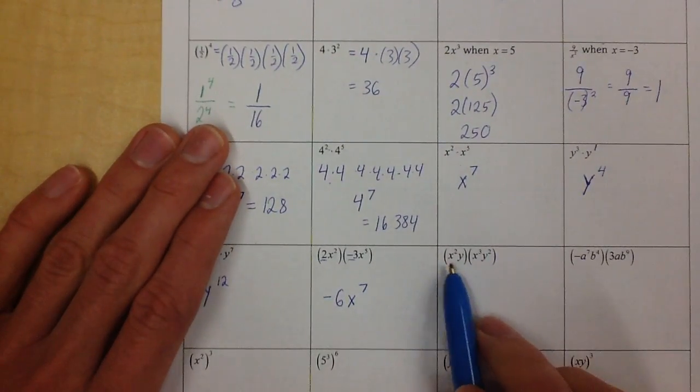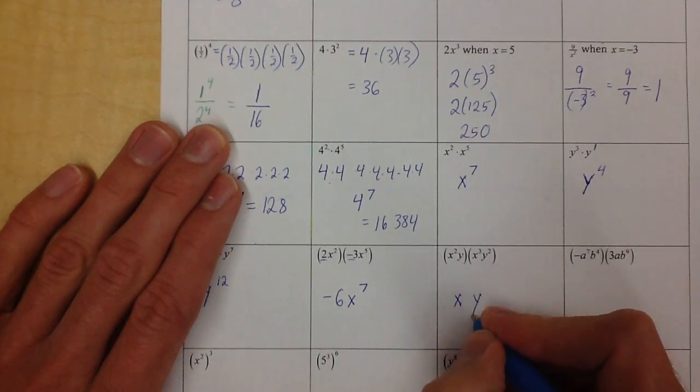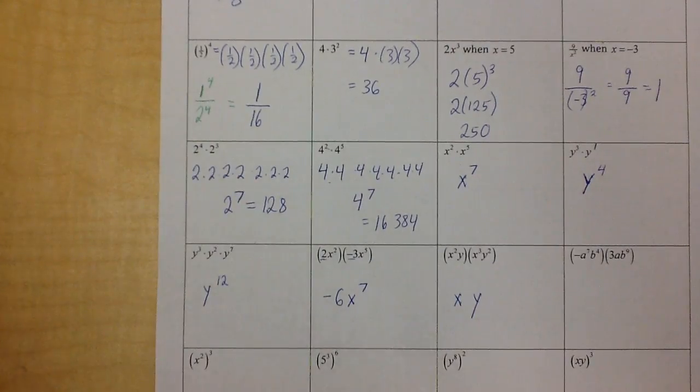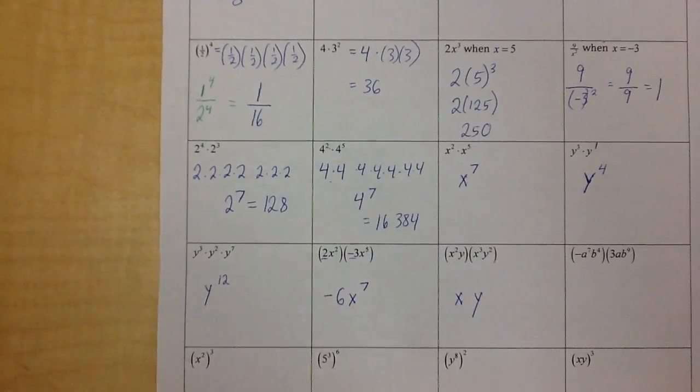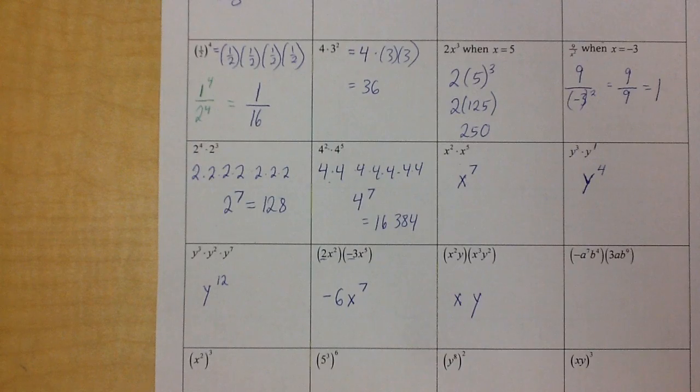Okay, looking at this, I don't see any coefficients. Understood 1s, but that doesn't change anything. We have an x and we have a y. So we're going to look at the x's and add those together. We're going to look at the y's and add those together. So for the x's, I have a 2 and I have a 3.